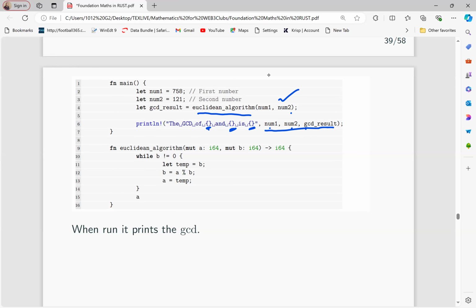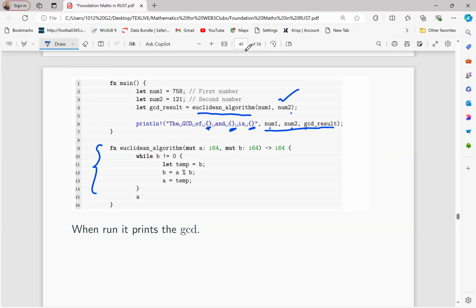Now, this is where the calculation happens. In this function, we have the mutable A. This is our number A. It's an I64 number. You remember I said that when you want to deal with negative numbers and positive numbers together, then you will use I.